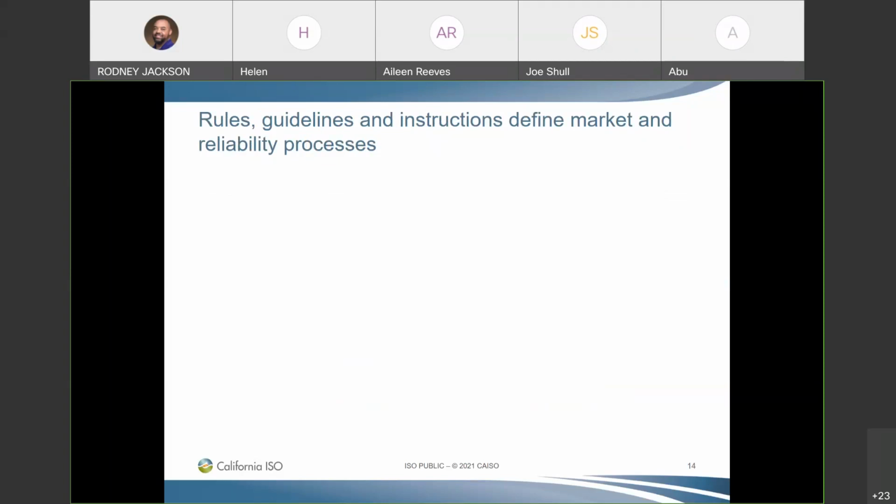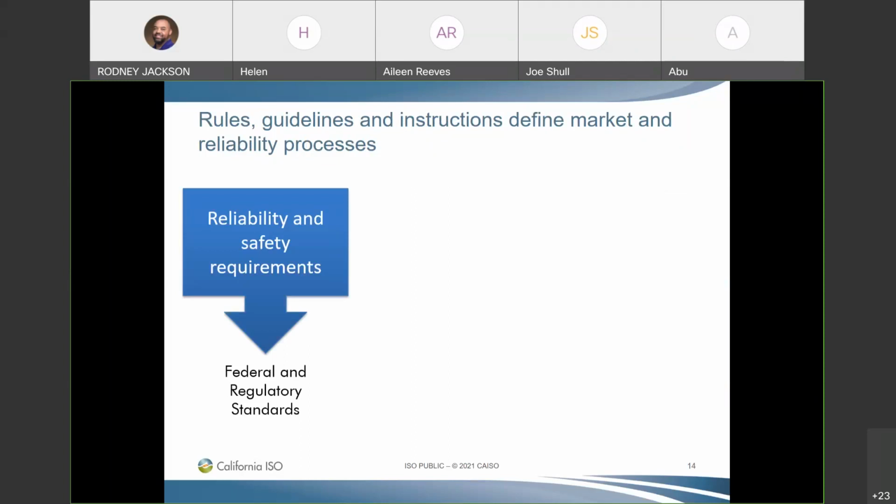So what are the rules, guidelines, and instructions that define market and reliability processes? So a great deal of the documentation that we adhere to from a reliability and safety standpoint is defined by federal and regulatory standards. Our primary document is our tariff, which outlines the rates, terms, and conditions under which the ISO operates. Now, the tariff is modified in collaboration with our stakeholders through our stakeholder process, which we just talked about.